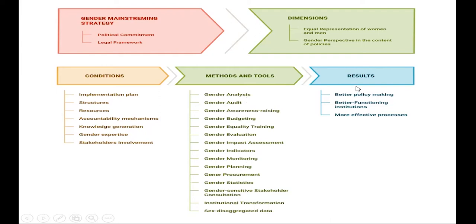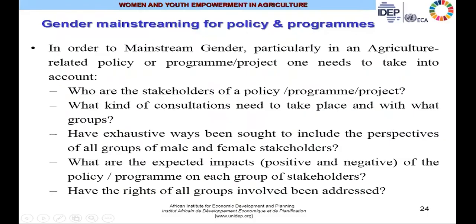What are the results you expect after going through the gender mainstreaming strategy? You have better policy making, which takes into account the differences and the aspirations of men, women, boys, and girls. You have better functioning institutions, and you have a more effective policy making process.